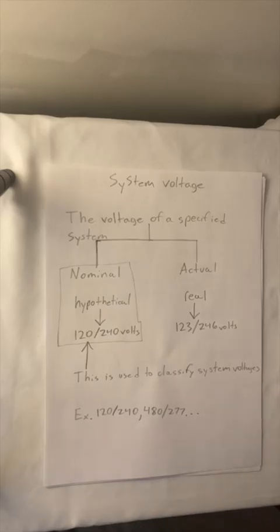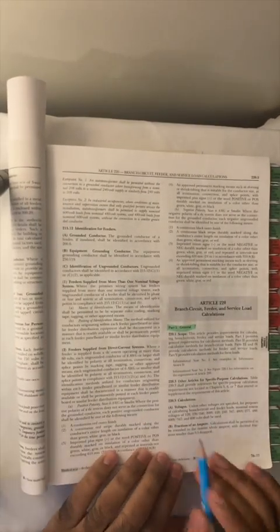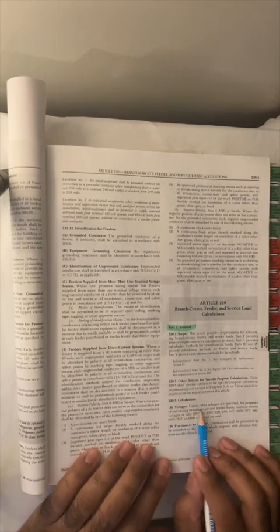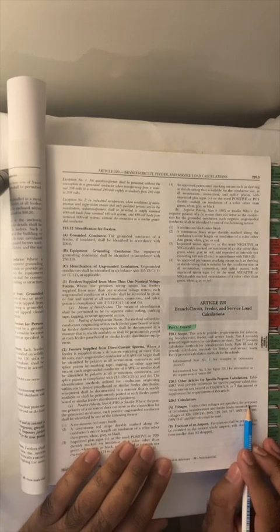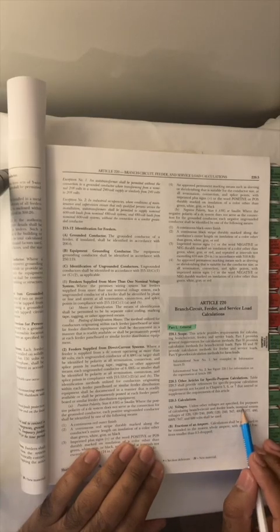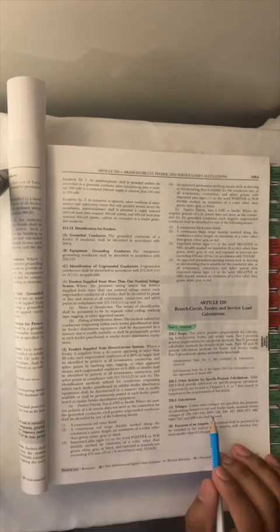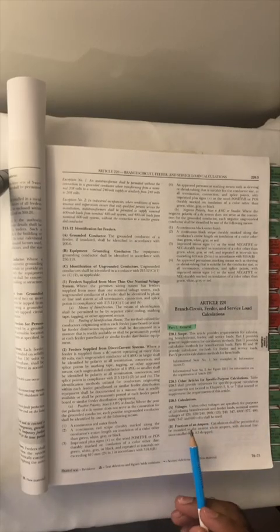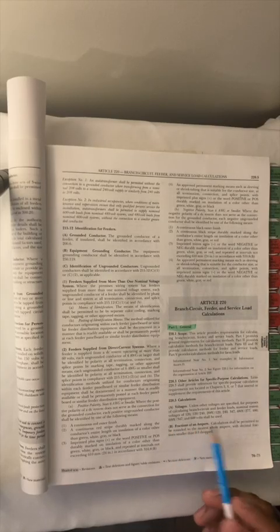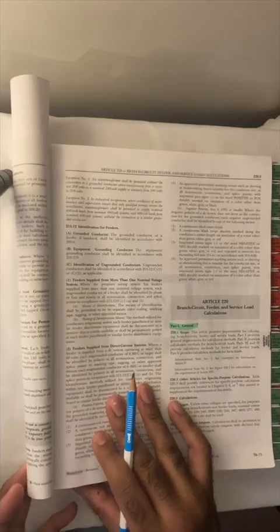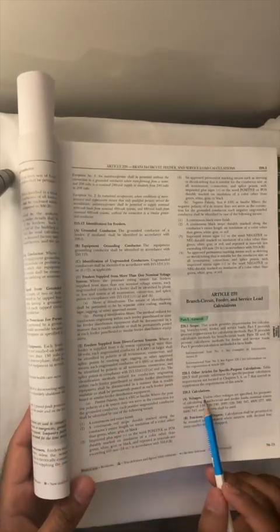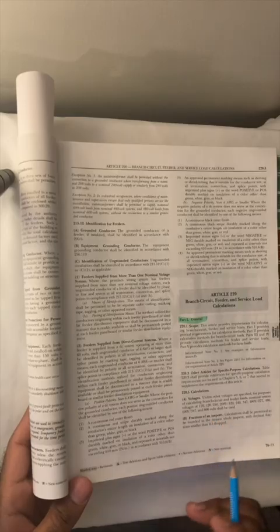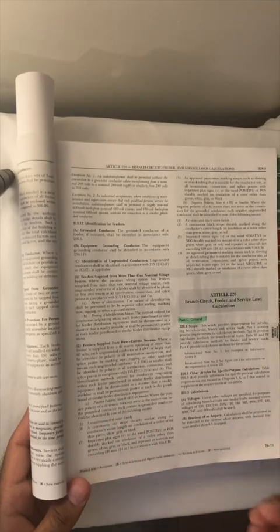If we refer back to the NEC, we can see that it states, unless other voltages are specified, for purposes of calculating branch circuits and feeder loads, nominal system voltages of 120, 120/240, 208Y/120, 240, 347, 480Y/277, 480, 600Y/347, and 600 volts shall be used. So in the NEC, this is the voltage which we use as far as our calculations are concerned. For the purposes of our calculations, it is the nominal system voltage.